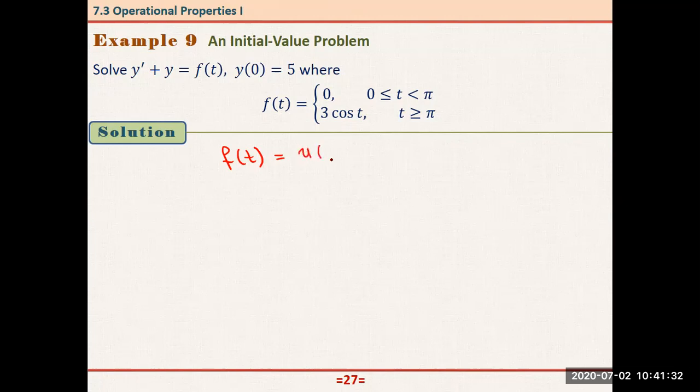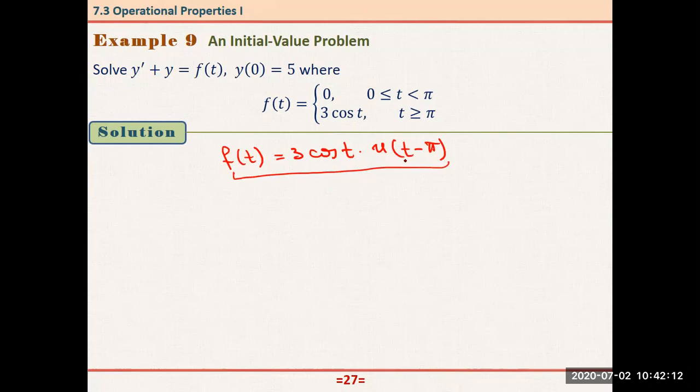about like this, u of t minus pi times 3 times cosine of t. It is like this, right? Because 3 times cosine of t until pi is equal to 0. After that, 1. Okay, it's like this. Good. So it's just like 3 times cosine of t times unit function of t minus pi. Good. Now I have expressed the piecewise defined function as a single function.